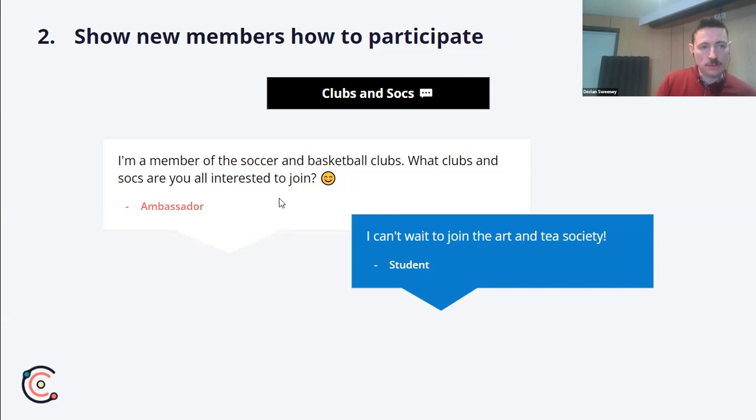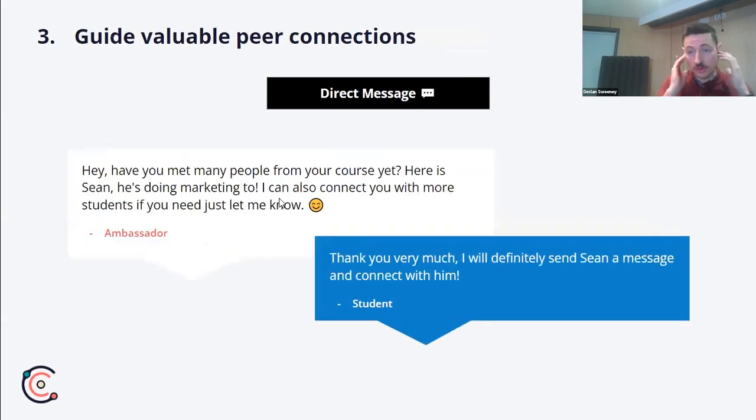So the next one we have is possibly the most important one, which is guide valuable peer connections. Now, this one is a higher level kind of activity, but your ambassador's role is, again, moving away from just that Q&A. Sometimes the students are just asking questions because they're asking questions, but really what they're looking for is connection. So when a student joins a CampusConnect community, what we try and do is make sure that they're being connected. So prompt the ambassadors to check, has this student found their group and have they found connections?